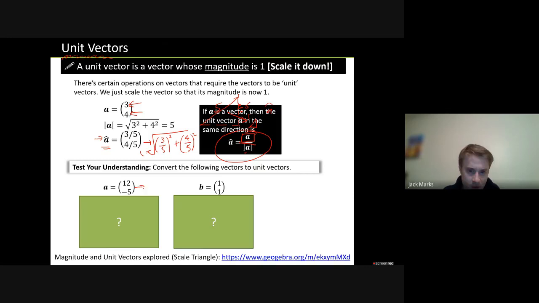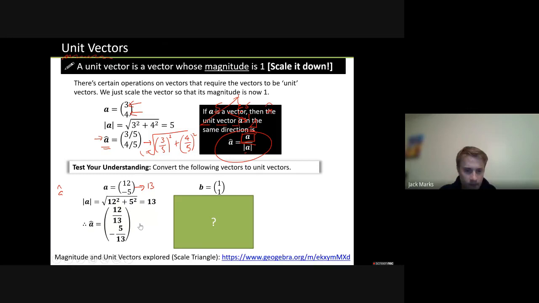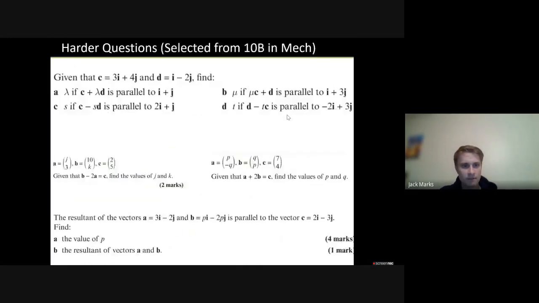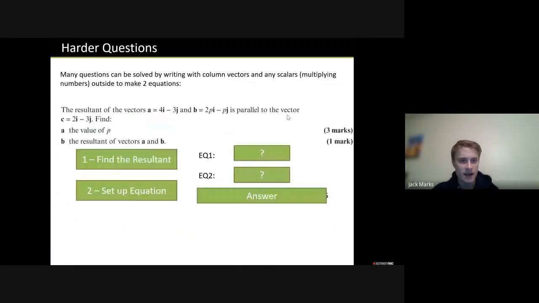So this one we did before. We also said the magnitude was 13. I'll give you a moment to think about what the vector should become for the unit vector of A. Well, it's whatever it was from before divided by the magnitude. What's this one here? So √2. And so we divide by √2, top and bottom. Okay. So you should now be able to have a go at questions from 11C.